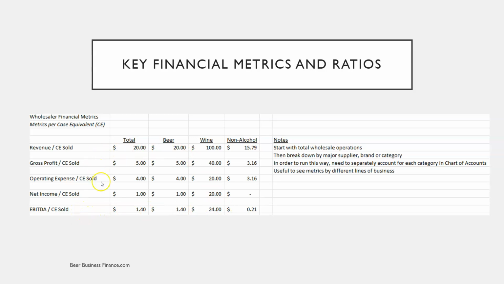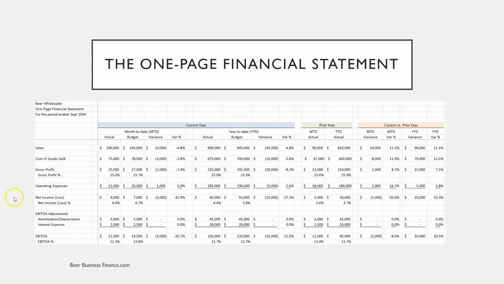Now, this is going to take some doing on your operating expenses. So how do we go through and identify what expenses are related to beer, what's related to wine? You may need some estimates and whatnot, but this can be useful, at least at a minimum, to see what your sales per CE and your gross profit per CE might look like. You might have some surprises in there that's going to help you make different decisions in terms of how you run your business. I want to wrap up this section with a 1-page financial statement.